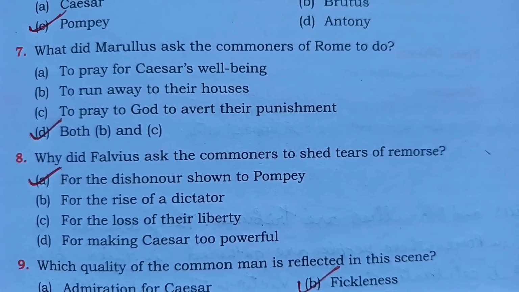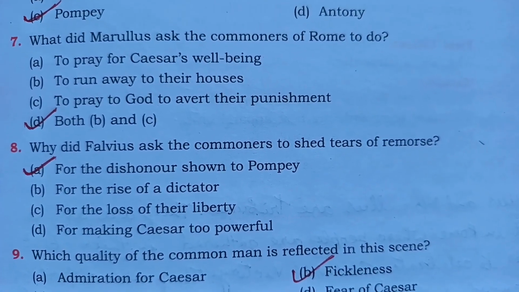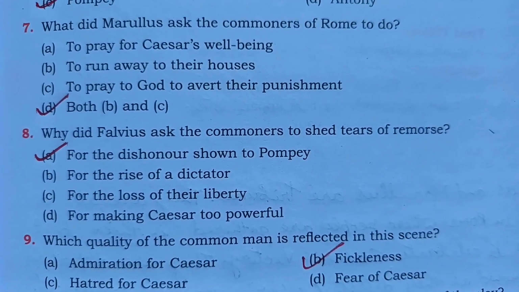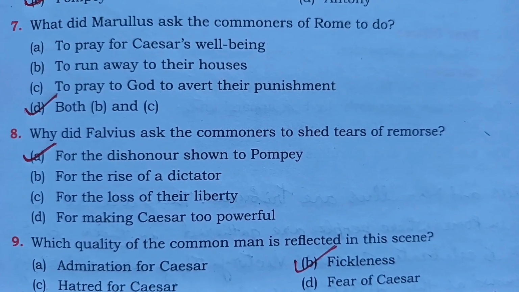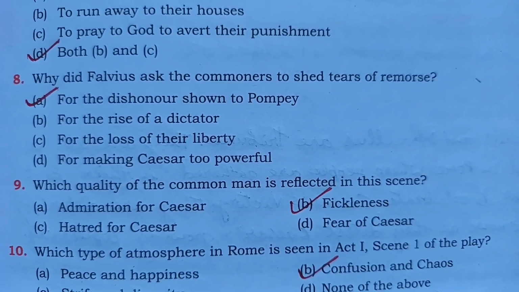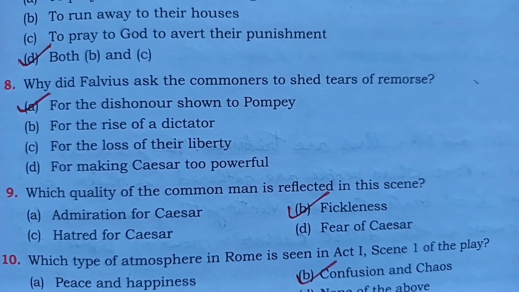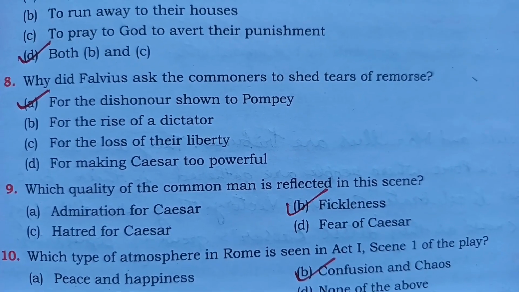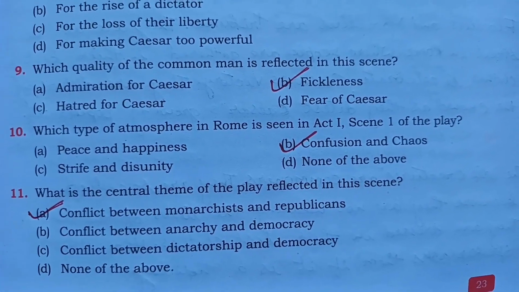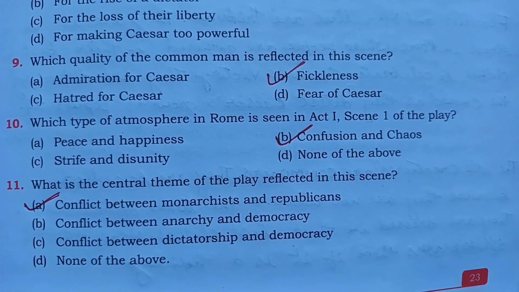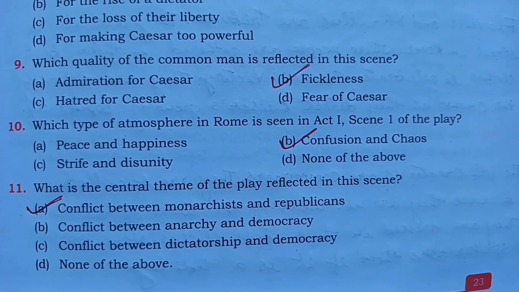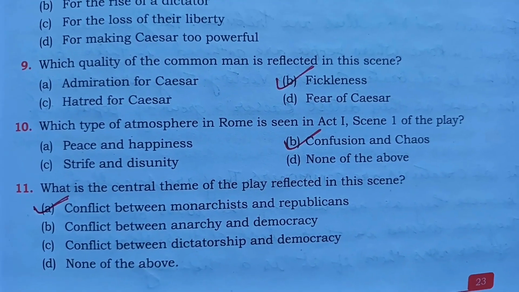Number 8, why did Flavius ask the commoners to shed tears of remorse? So here option A is correct, for the dishonor shown to Pompey. Number 9, which quality of the common man is reflected in this scene? So here option B is correct, fickleness. Number 10, which type of atmosphere in Rome is seen in Act 1, Scene 1 of the play? So here option B is correct, confusion and chaos.